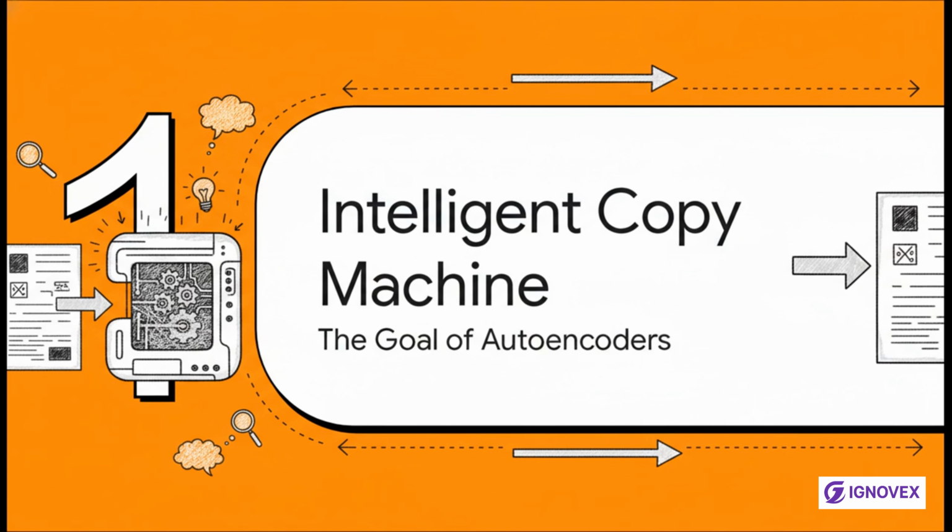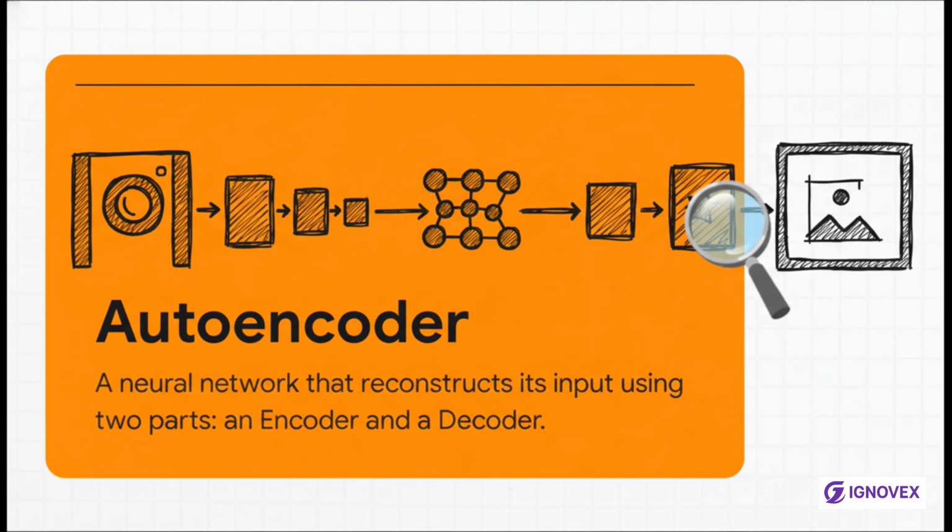Okay, so to solve that puzzle, let's just strip away all the jargon for a minute. At its most basic level, you can think of an autoencoder as a really intelligent copy machine. Its main goal, its whole purpose, is to take something in and then just try to recreate it. Simple as that.